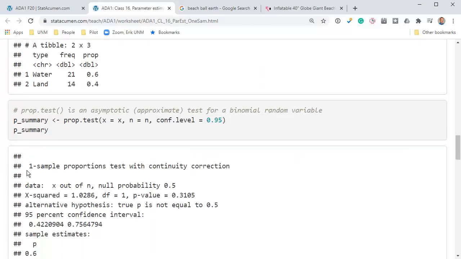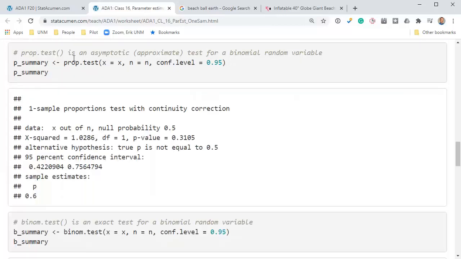All right, so here are the two tests. Here's prop test, where we fill in the number of successes, the number of trials, and then a confidence level for both a hypothesis test and a confidence interval. For this assignment, we're ignoring the hypothesis test. We'll cover that shortly. But we're going to look at the confidence interval. I'm going to put the result of the proportion test into p summary and then print out the result here.